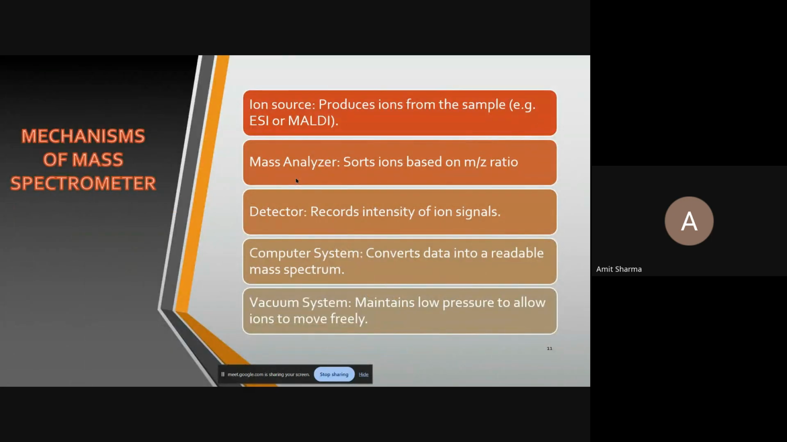So here are the mechanisms of a mass spectrometer. We have an ion source which produces ions from the sample. We have a mass analyzer that sorts ions based on mass to charge ratio. And we have a detector that records the intensity of these ion signals. And a computer system is attached at the end of the mass spectrometer, which converts data into a readable mass spectrum. And this whole mass spectrometer is a vacuum system. So why is it a vacuum system? Because it helps in maintaining low pressure to allow ions to move more freely.